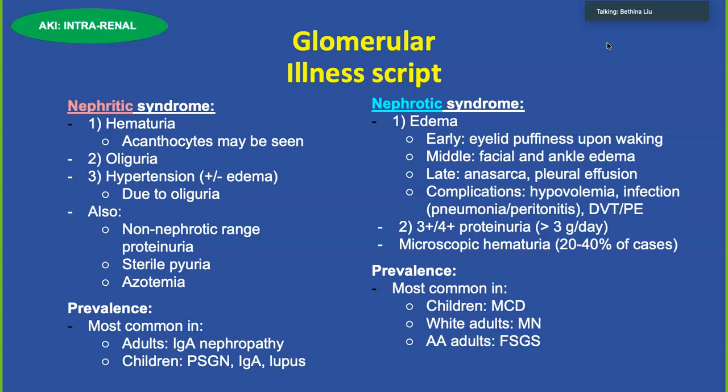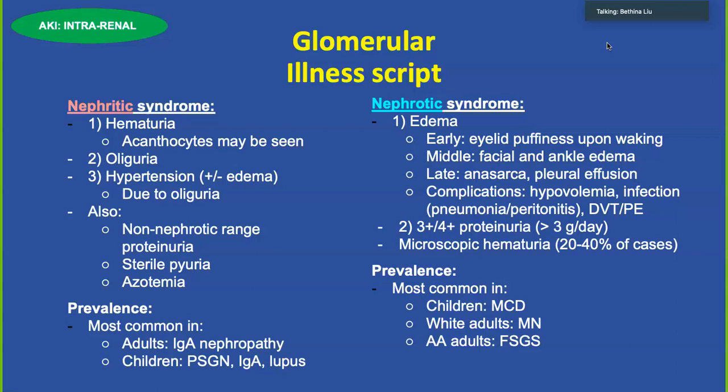Nephritic syndrome in adults is most frequently IgA nephropathy. And in children, it is most commonly post-strep glomerulonephritis. It can also be IgA nephropathy as well as lupus.